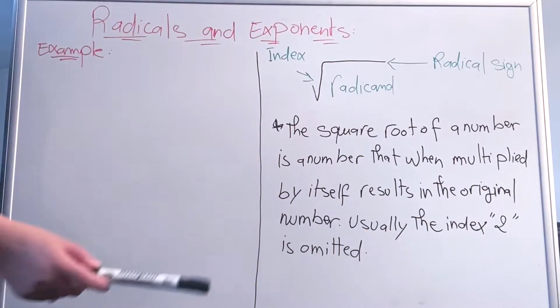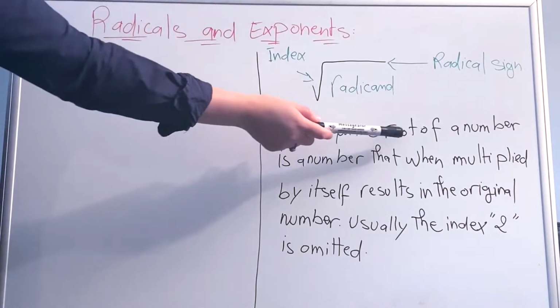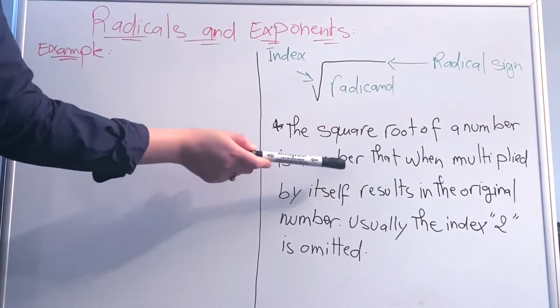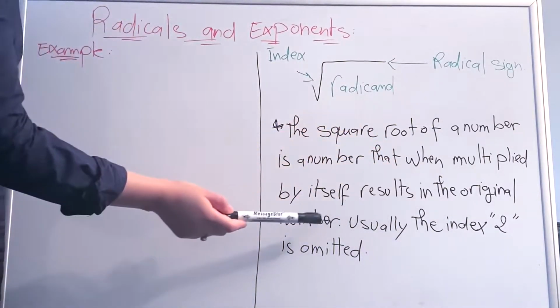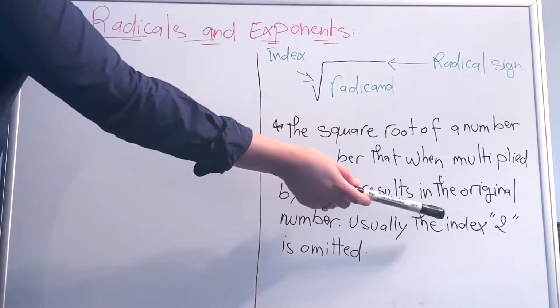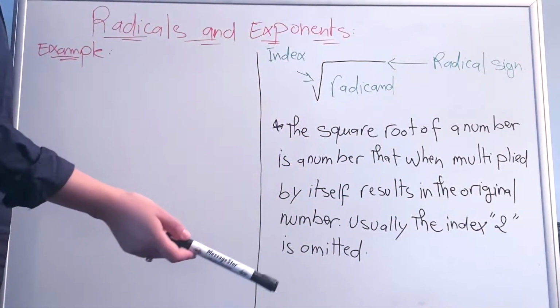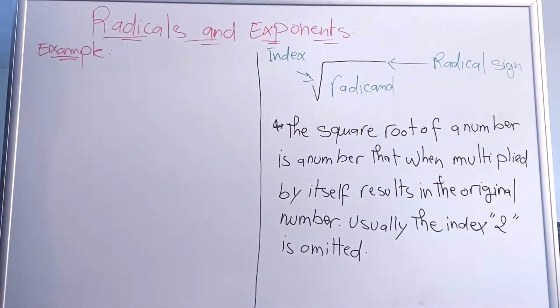And also I want to mention, the square root of a number is a number that when multiplied by itself results in the original number. And usually the index 2 is omitted. So now let's move on to examples in radicals.